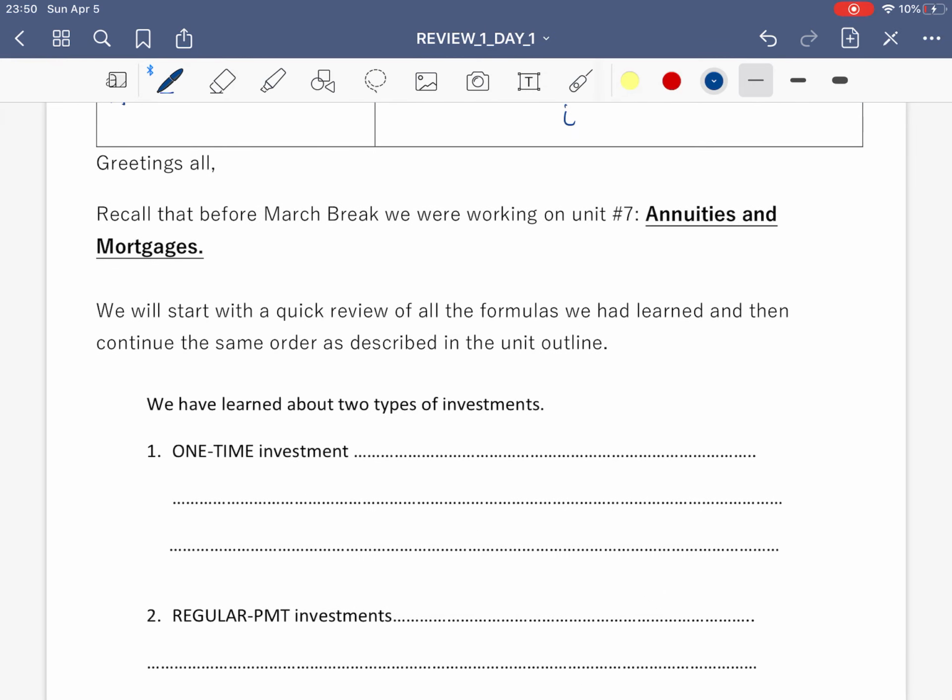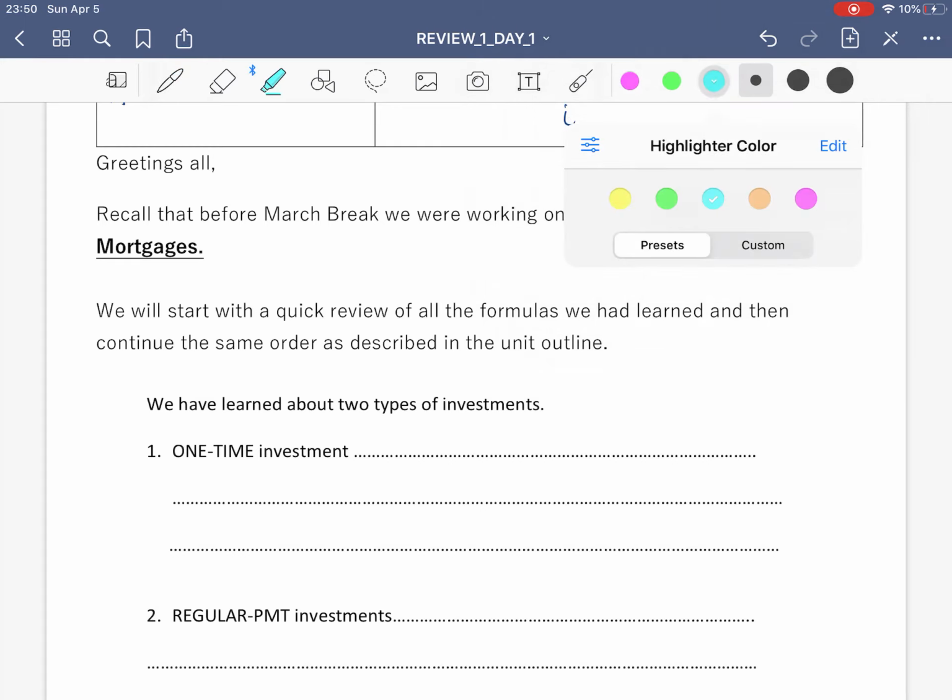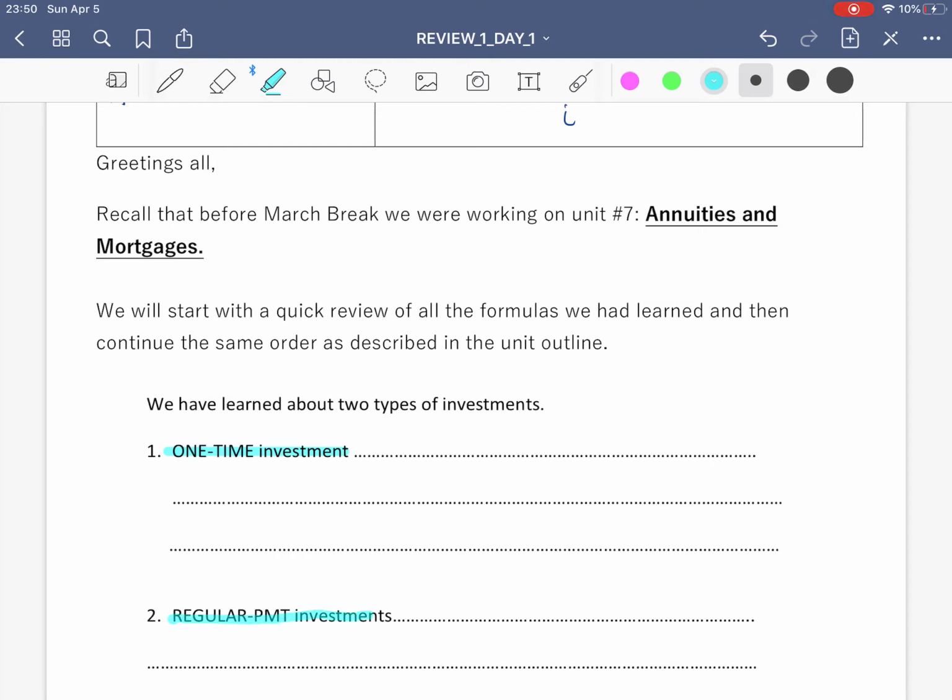So we have learned 2 types of investments: a one-time investment and a regular payment investment. So just a quick review again. What is a one-time investment? A one-time investment is when you invest a fixed amount of money one time only. So we're going to write this down, and I strongly suggest that, if possible, you print out this blank copy and write as you watch the video.